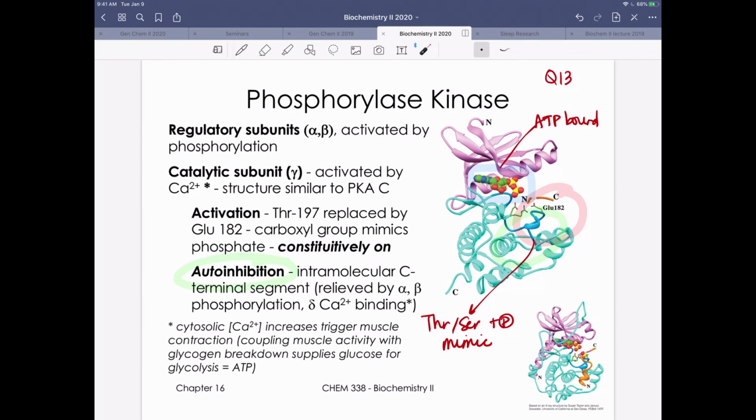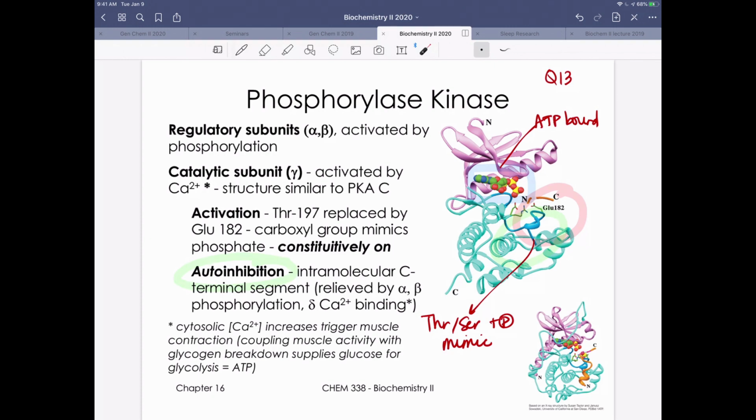So again, we've got PKA shown down here, with ATP bound in the enzyme active site. We see this substrate binding site, which is where the regulatory subunit's inhibitory domain would bind. This blue region is the autoinhibitor segment that we see within the phosphorylase kinase gamma subunit. And here we had threonine 197 that was phosphorylated in PKA. We've got a substitution to a glutamic acid, which means that this catalytic subunit is always on, because the glutamic acid mimics a phosphorylated threonine 197.